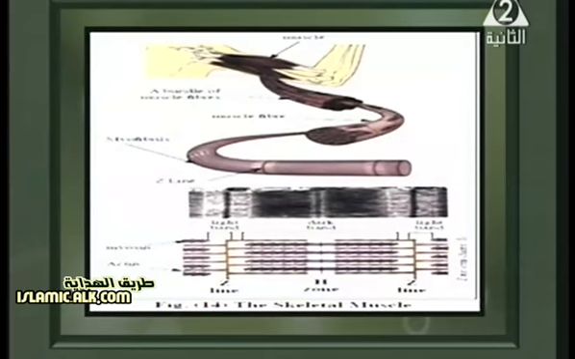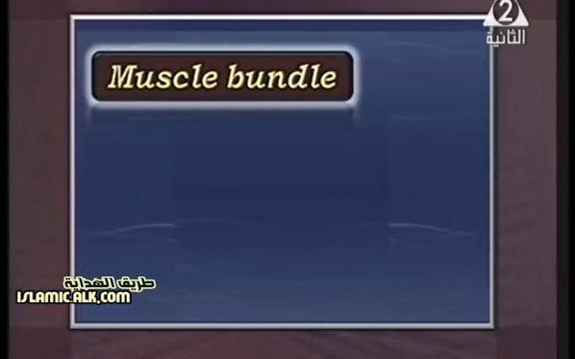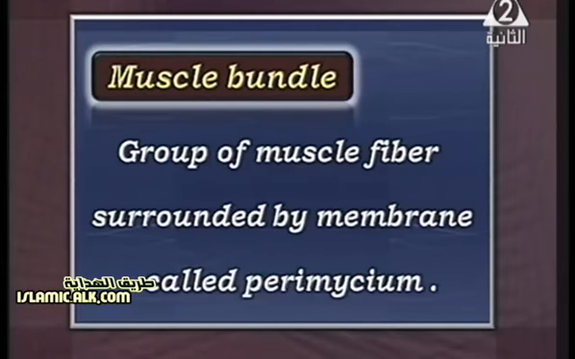And this is the form of the units that form the striated muscles. This is the form of striation, and the difference between Z line, H zone, and I bands, A bands, and so on. So this is the shape of the skeletal muscle under the microscope. Well, what is a muscle bundle? It is a group of muscle fibers surrounded by a membrane called perimysium. Called what? Perimysium.